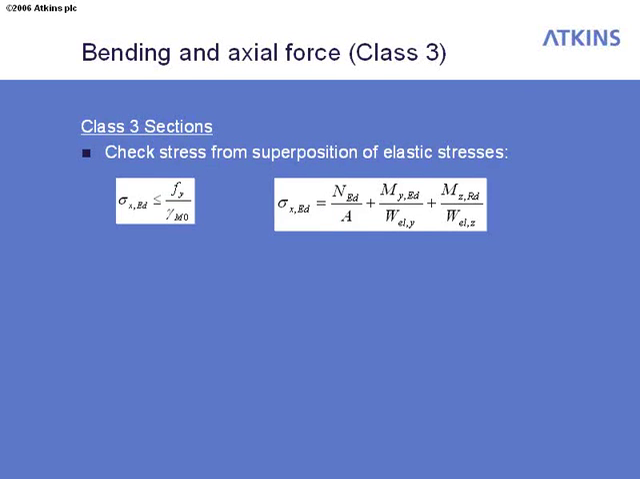And in cases where you've got biaxial bending, you've got this interaction formula shown on the right-hand side there, where it's just dependent on the applied moment and the section moduli in each of the directions that you're looking at, and of course the axial load and area of that section.